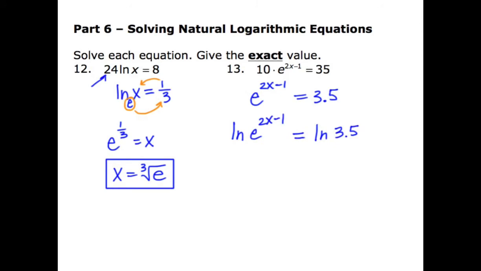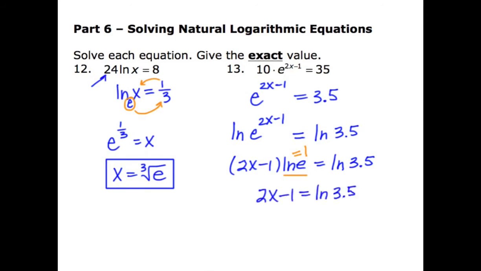For my next step, I'm going to use the power rule and allow the power 2x minus 1 to leap down in front of the ln e expression. Because it's a multi-termed power, I'm going to use parentheses. In our following step, I'm going to take note of the fact that the ln of e is actually just the number 1. If you ask yourself, e to what power equals e, we know that is going to equal 1. For that reason, the only expression remaining on the left side is 2x minus 1.